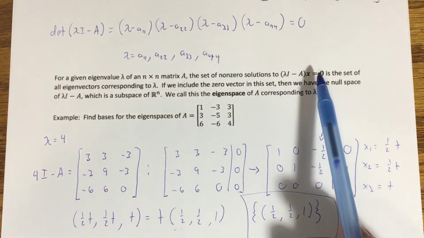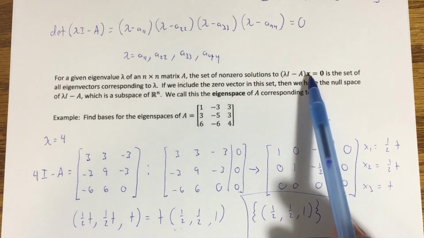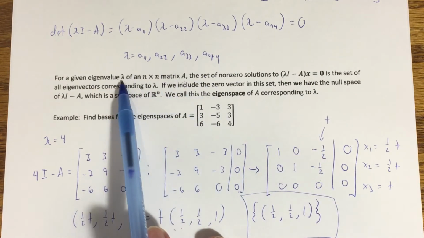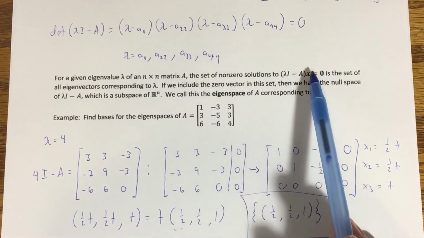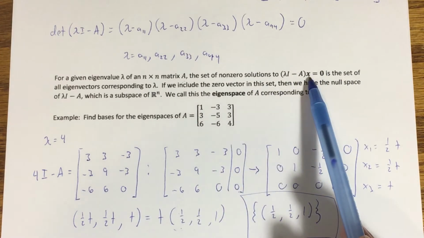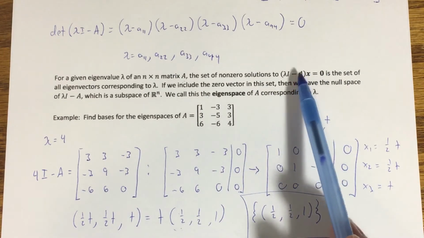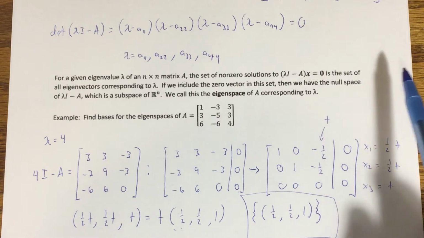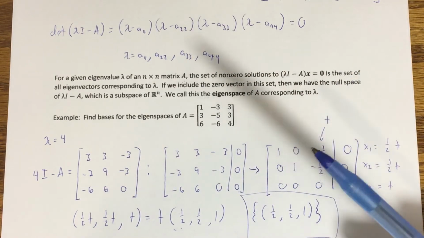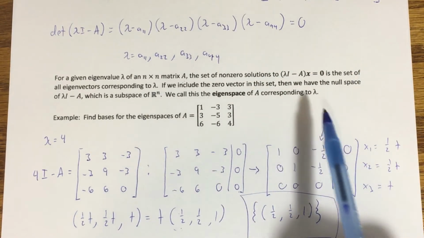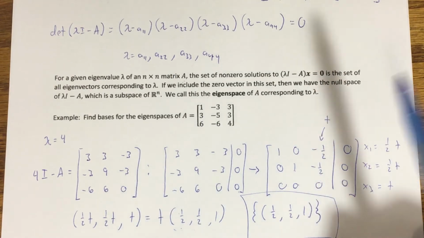So even though the zero vector is not an eigenvector, if we take the set of all eigenvectors of A corresponding to lambda, and then throw into that set the zero vector, then what you have is the null space of this, which makes it a vector space. We give that a special name. We call it the eigenspace of A corresponding to whatever lambda was.